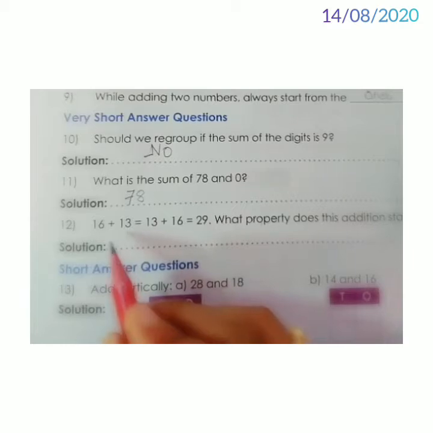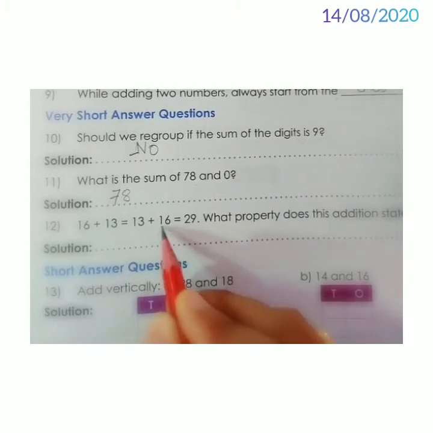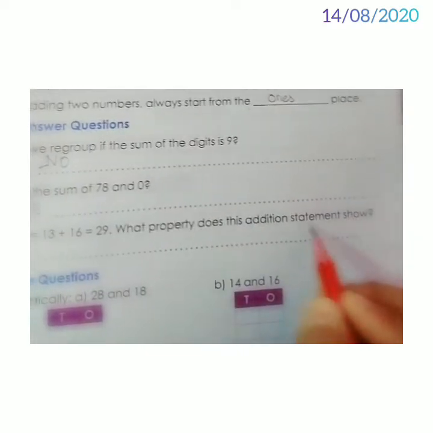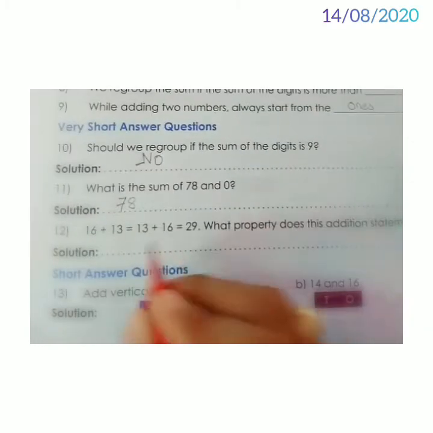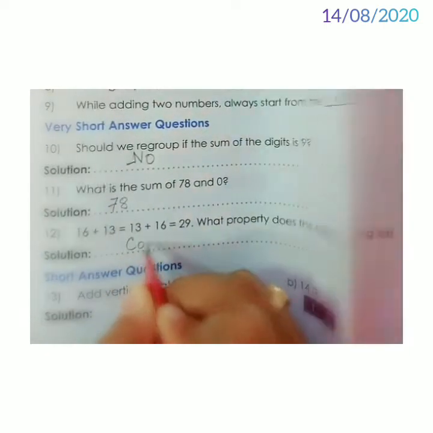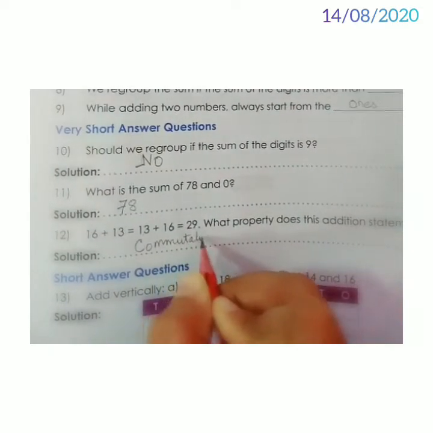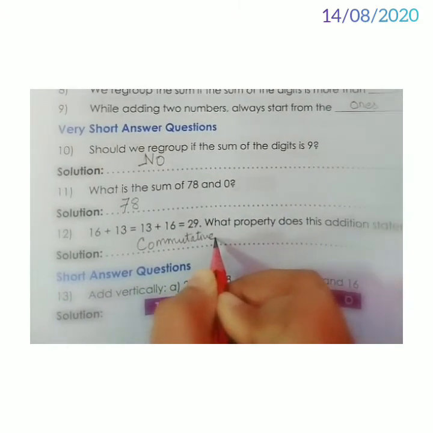The next question. 16 plus 13 is equal to 13 plus 16 is equal to 29. What property does this addition statement show? So the correct answer is commutative property.